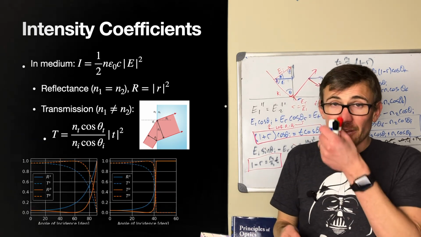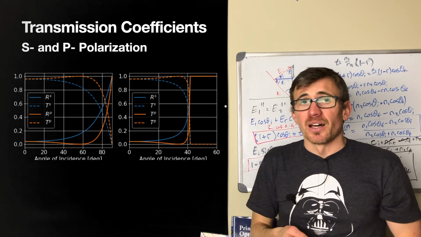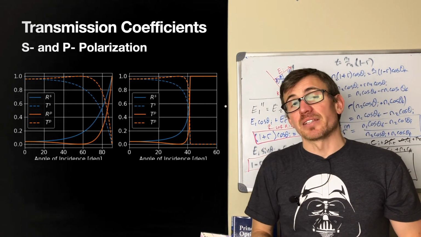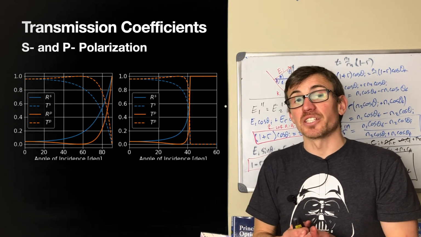All right, and this is what they look like. Let's zoom in on those very briefly because we're almost at the end here. We've done quite a lot. This is what they look like. We have the intensity reflection and transmission coefficients. They add up to 1 as they should.